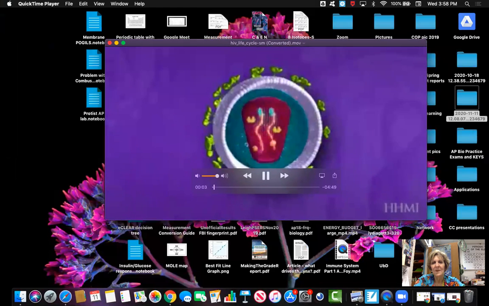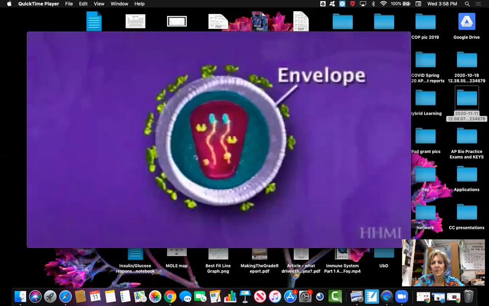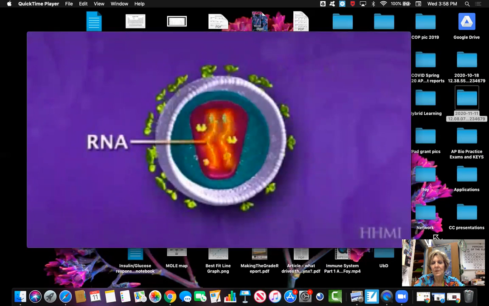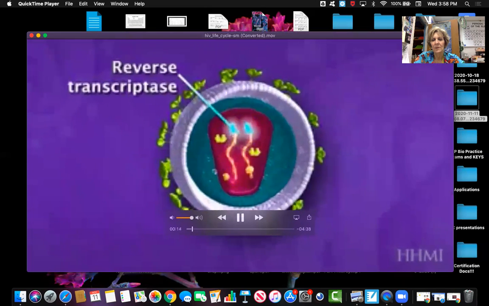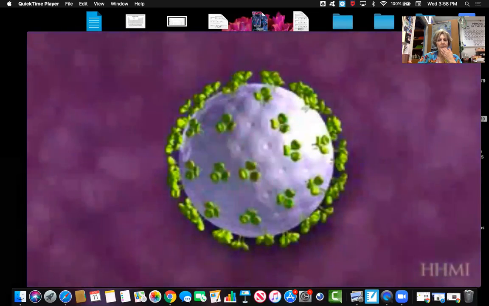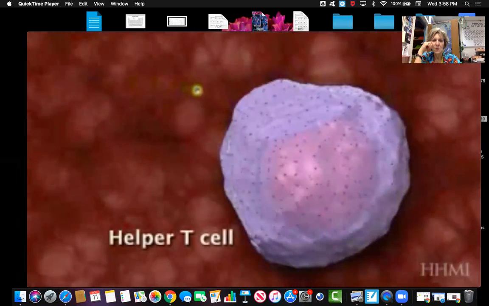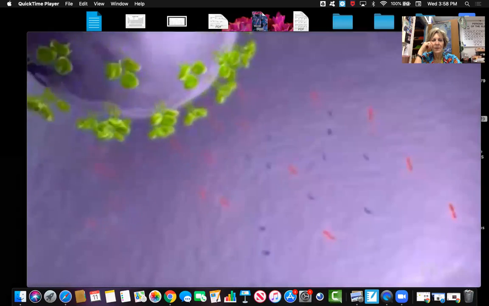It's a typical retrovirus, meaning that it has an outer envelope, and in the center it has 2 copies of RNA, as well as an enzyme here in blue that's reverse transcriptase, which will ultimately turn that RNA into DNA. The virus itself, with this outer envelope protein, actually directly infects T helper cells.